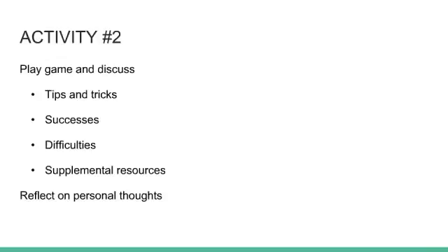In this activity, students would play the game and use the experience for discussion. So the main objectives would be to have students learn socially from one another, but then also for them to see how their learning has progressed as a result of playing the game multiple times. So some of the things that they could talk about would be some tips and tricks, their successes or difficulties, and maybe some of them have taken the initiative to look for supplemental resources to get additional information about the game.